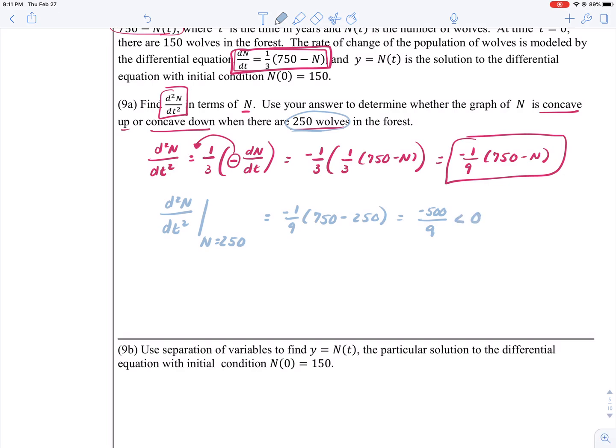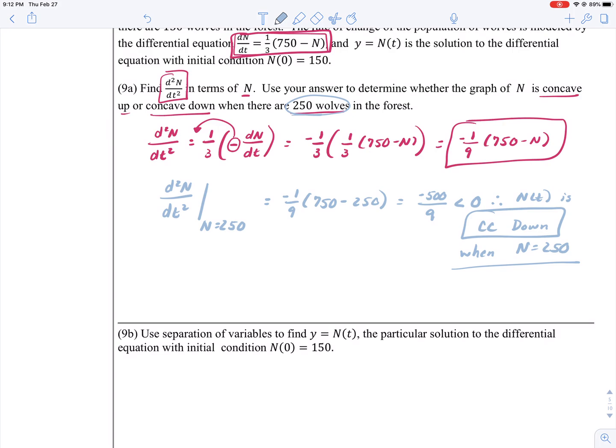We are dealing with a situation where when there are 250 wolves in the forest, we have a negative second derivative, so that means that I am concave down. So n of t is concave down when n is equal to 250. And all that has to do with the second derivative analysis. So relatively simple algebra steps, but understanding that now we're dealing with questions asked about the second derivative in the middle of all of this stuff about differential equations, we still have to hang on to some of that previous knowledge.